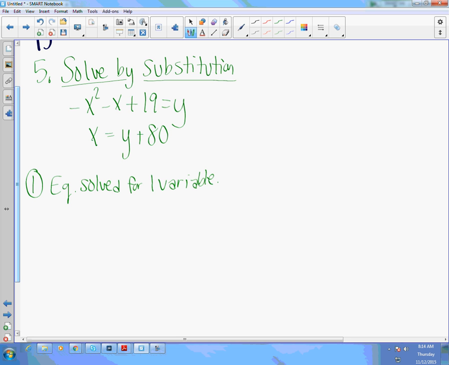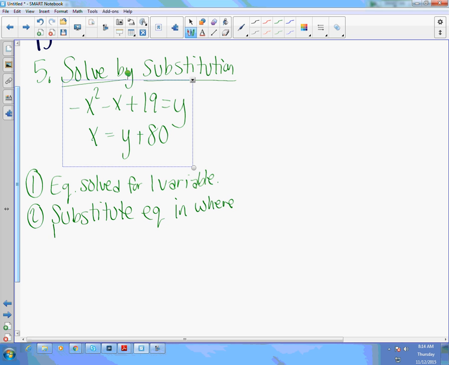Is it both? Are both of them solved for one variable? Yeah, this one's solved for y. This one's solved for x. But you see at least one of them is solved for one variable. We want to take that one and substitute it in. Substitute the equation in wherever that variable exists in the other equation.